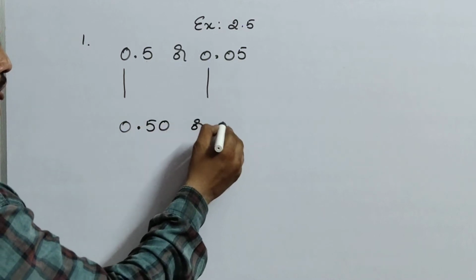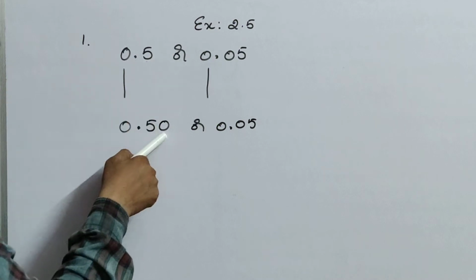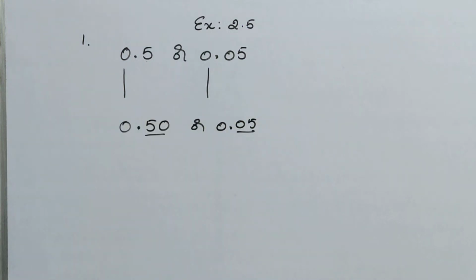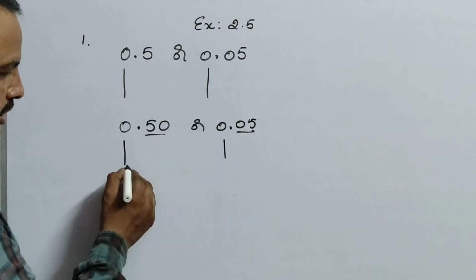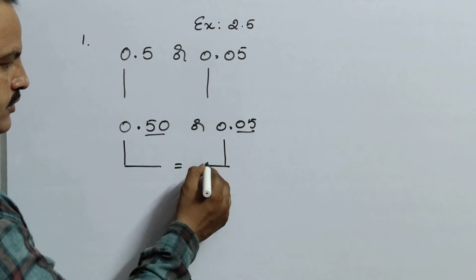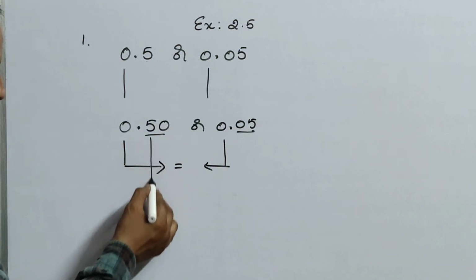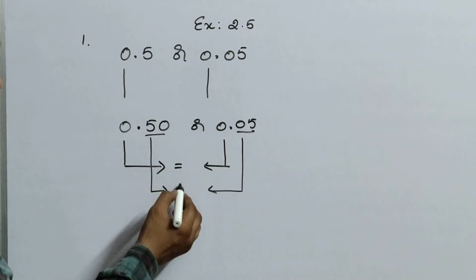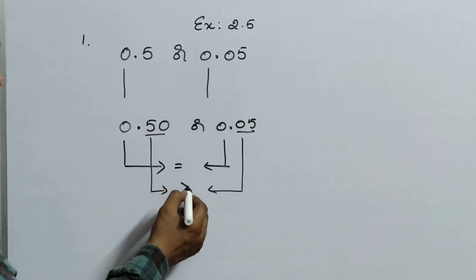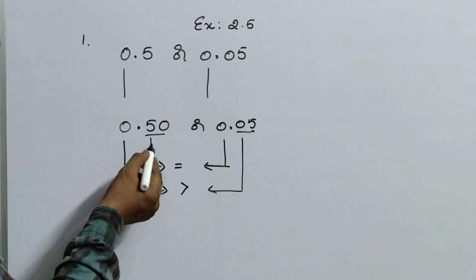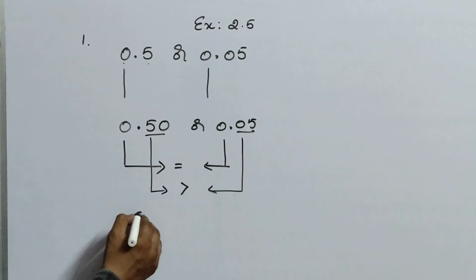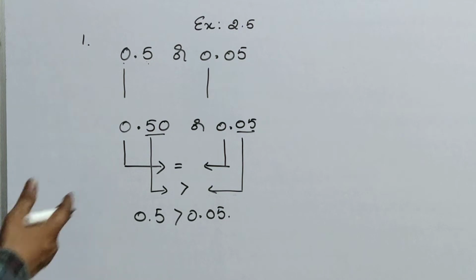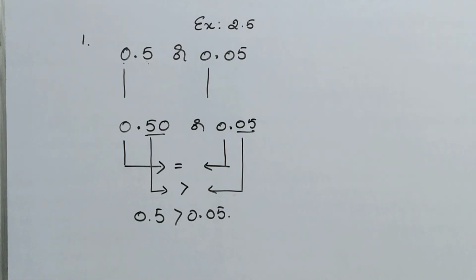So then do one thing. 0.50 or 0.05. That means you can apply one 0 here. Now these two, that means two digits here, two digits here. Now we compare very easily. Here 0 is there, here also 0. That means both are equal. Now coming to 5, and here 0. So 5 is greater than 0. So obviously 0.5 is greater than 0.05. Okay, like this you have to compare the decimals, which is greater or which is smaller.